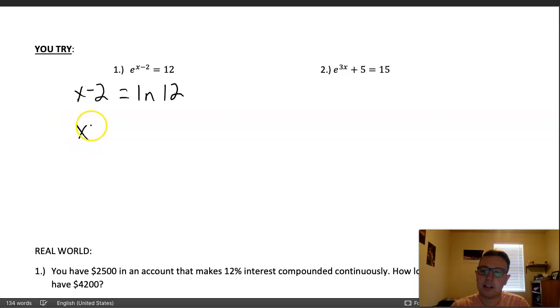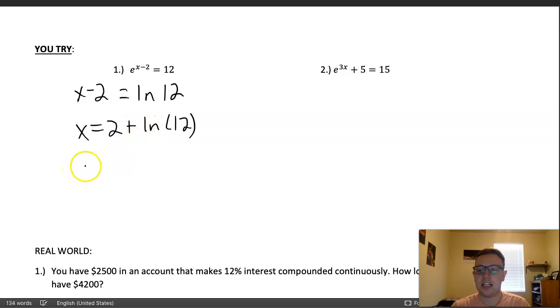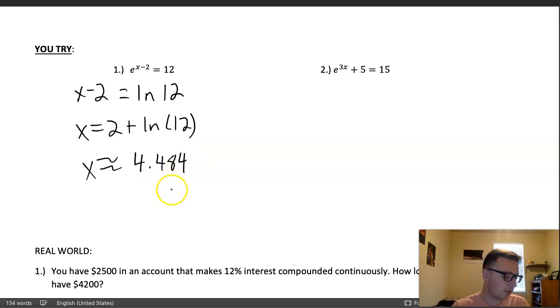That tells us that our value is going to be x is equal to 2 plus the natural log of 12. Now we can't combine these because 2 doesn't have a natural log or a log of any sorts on it. Instead, we're just going to get a decimal approximation by saying that this is 2 plus natural log of 12 in our calculators, which tells us x is going to be approximately 4.485.